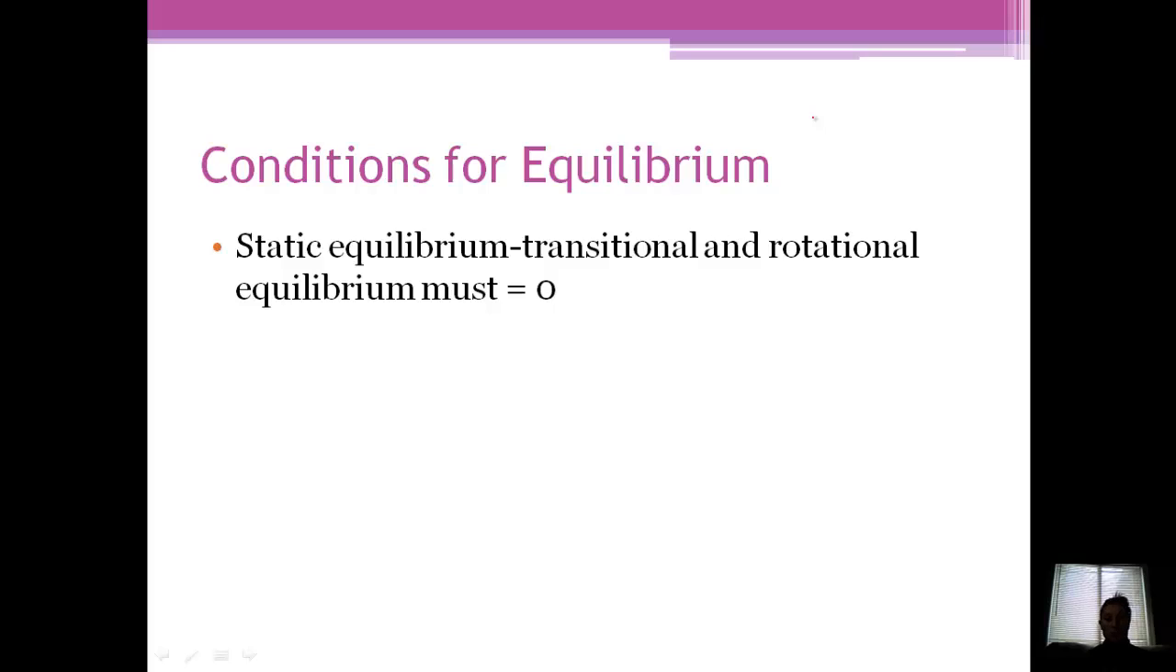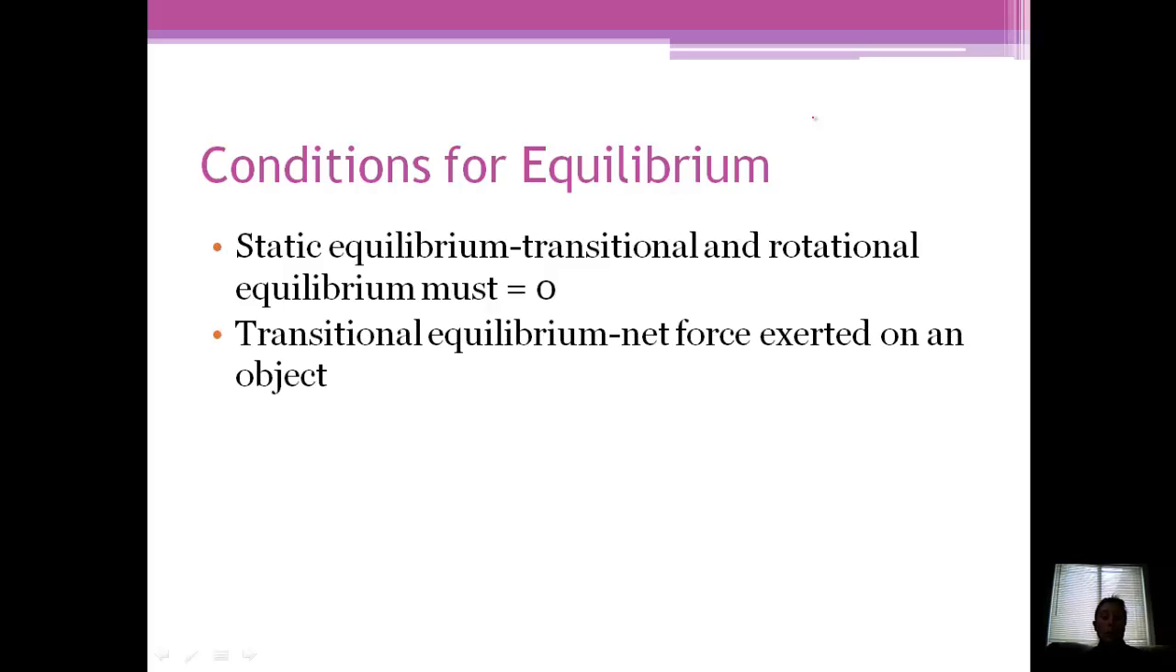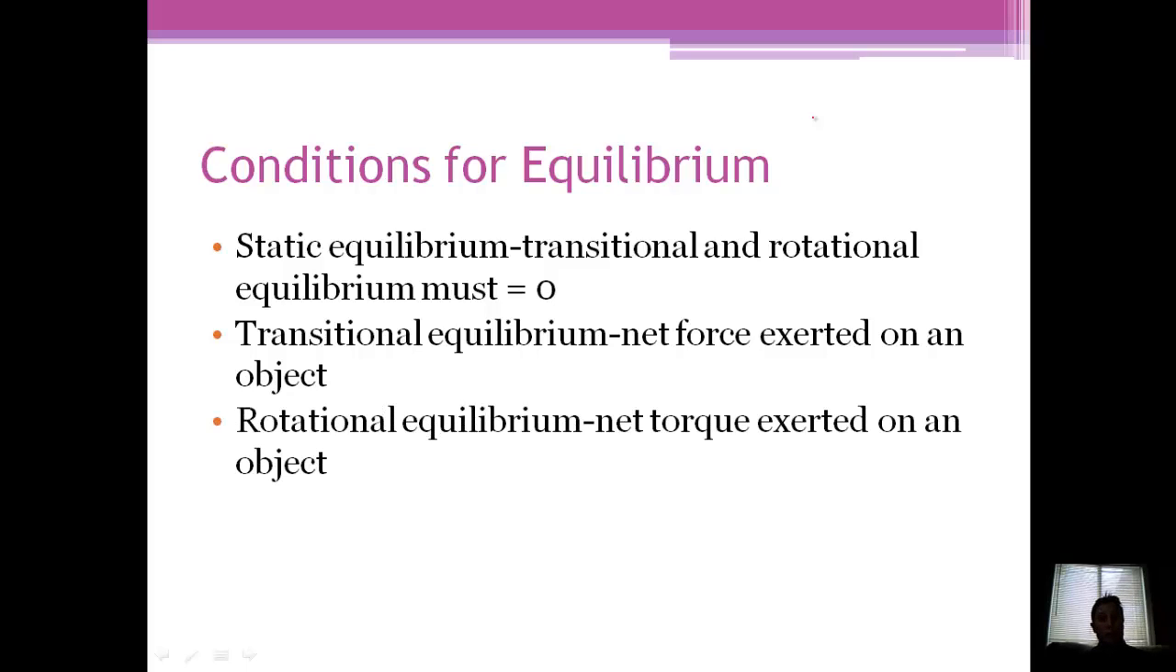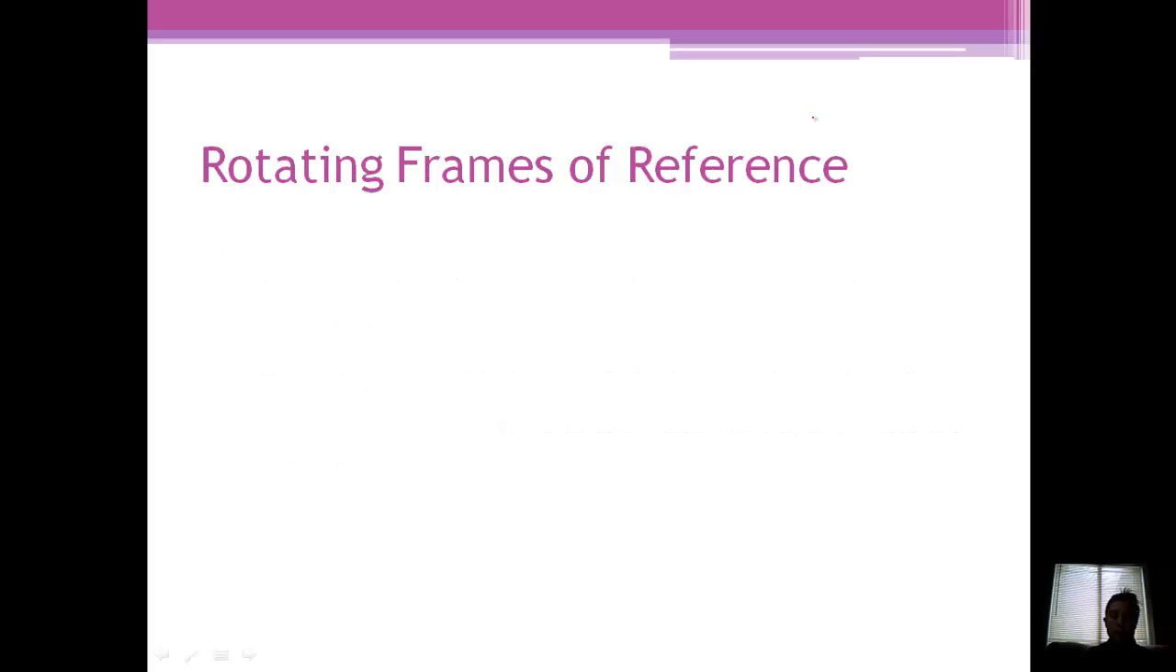Okay, so we move on to conditions of equilibrium. When we're talking rotational, we have what's called static equilibrium, which means that translational and rotational equilibrium both must equal 0. Translational equilibrium is kind of the normal equilibrium that we've talked about so far, where the net force exerted on an object has to be 0. Rotational equilibrium is where the net torque exerted on an object is 0. And so you want both of those to be 0 in order to have what's called static equilibrium.